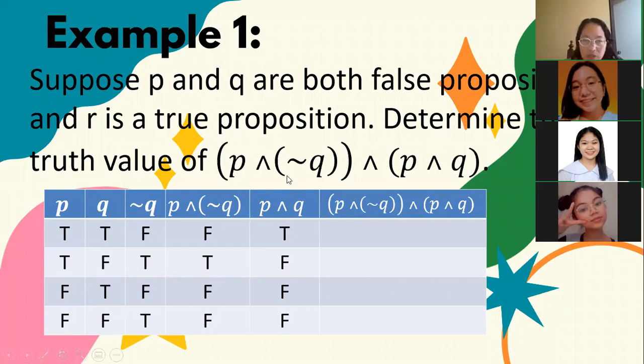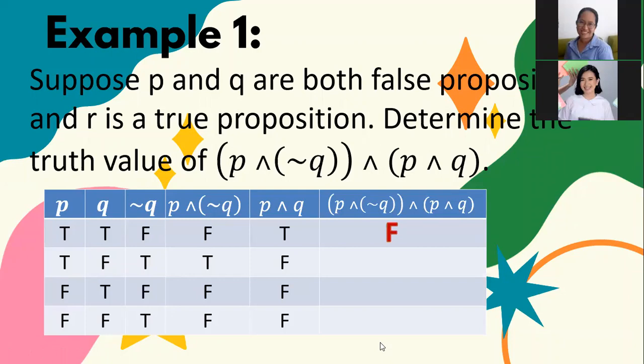Then we need to have another column for the negation of Q. If Q is true, then its negation is false. If it is false, then it's true. Same with if it is true, then it is false. If it is false, then it's true. Then the next operation to perform is the one on the first parenthesis, which is P and the negation of Q.